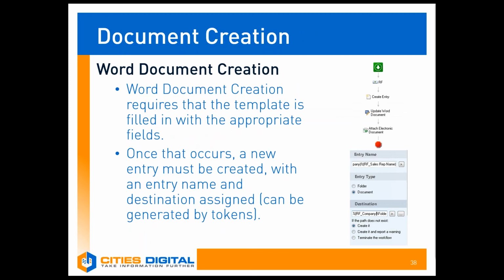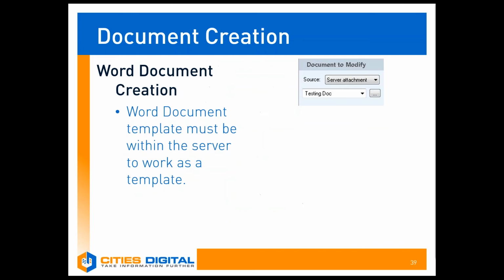The Word document creation requires that the template is filled in with the appropriate fields. So we have to make sure that we're asking the right questions in the template or in the particular form. And then once that occurs, a new entry is going to be created with an entry name and destination that can be generated via tokens, which, for anyone that has worked in the workflow designer, all of this should look very familiar. You're just basically entering the same kind of information that you did before, but you're adding that extra task and then attaching an electronic document at the end of that task.